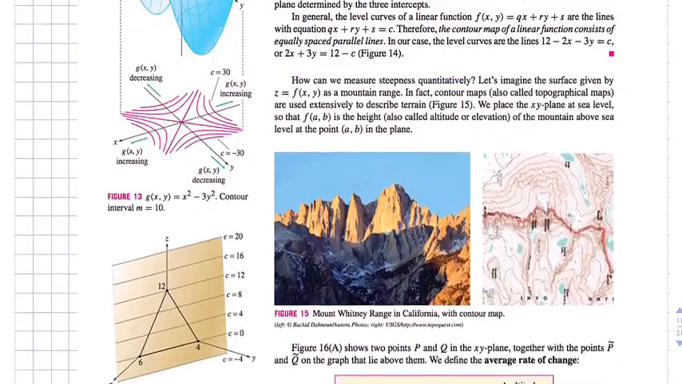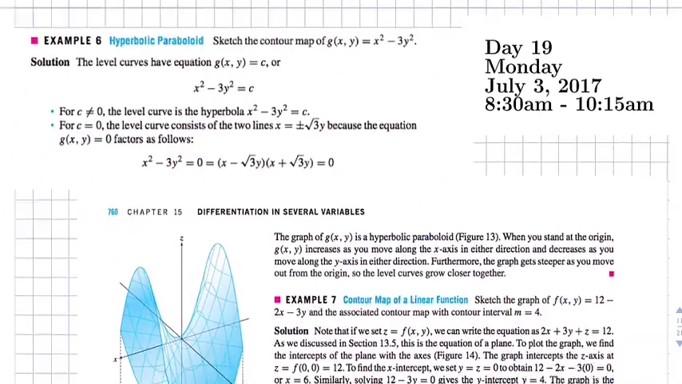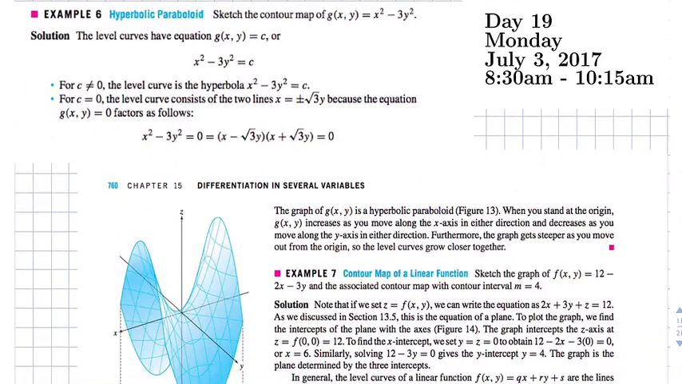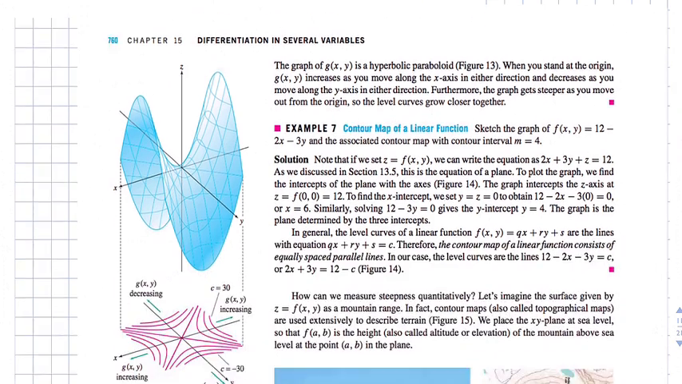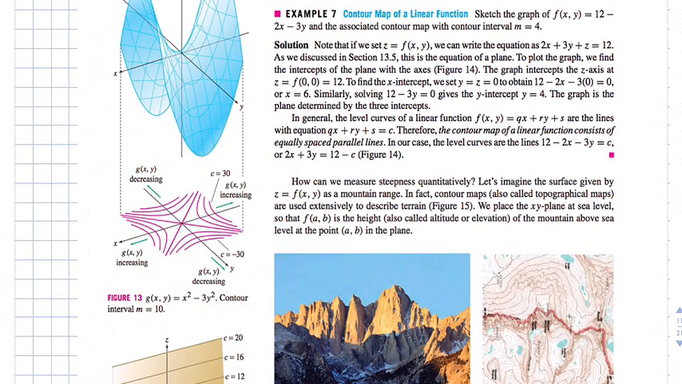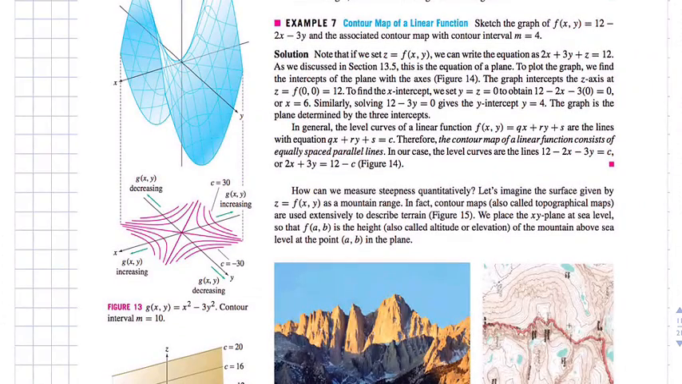Let's make sure we answered the question being asked. It says sketch the contour map of this. I think we did that, and we'd have to put all three of them together, but we'll get a graph like this.